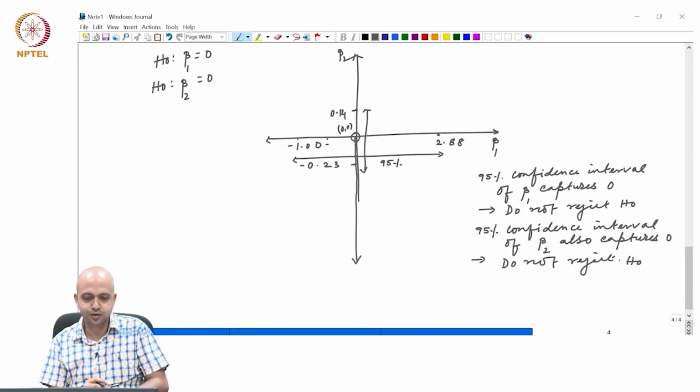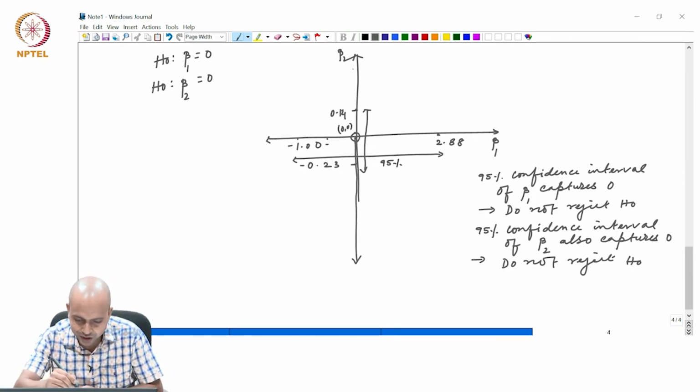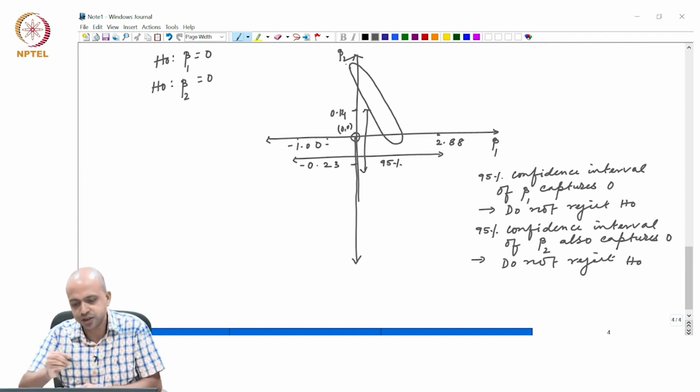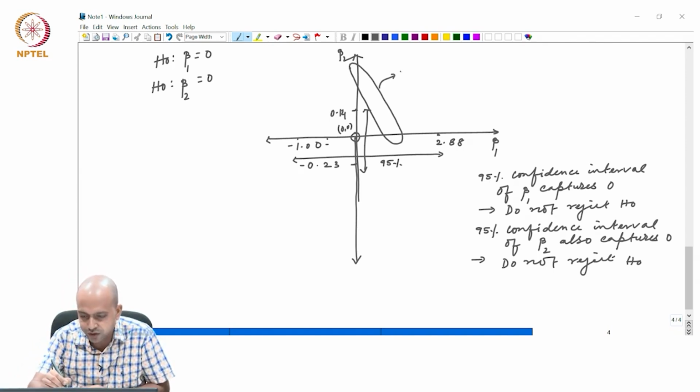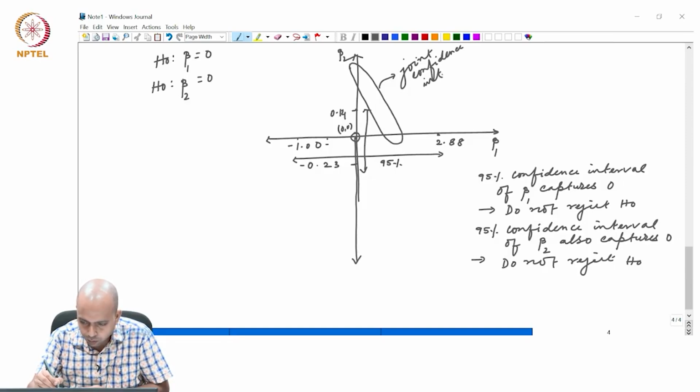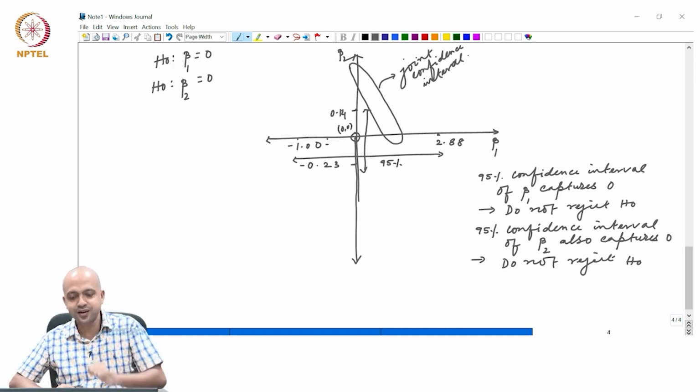Insignificant. But what about the joint significance? Okay, if you apply the joint confidence interval, it basically has an elliptical shape. This is the joint confidence interval. That does not capture 0.